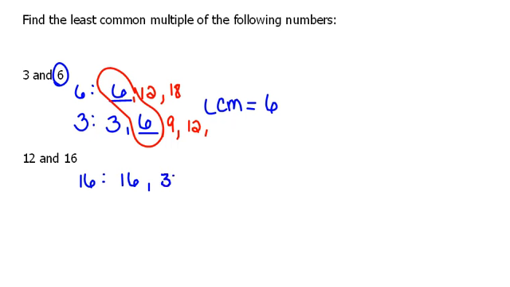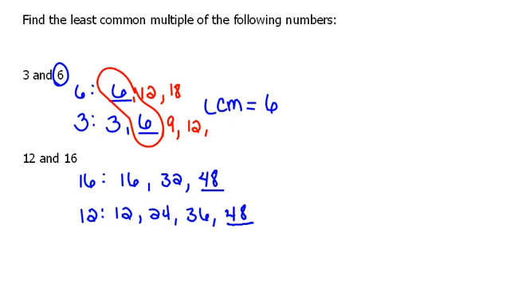16 times 2 is 32, but that's not divisible by 12. 16 times 3 would be 48. That is divisible by 12. If we were to write out our multiples of 12, 12 times 1 is 12, 12 times 2 is 24, 12 times 3 is 36, 12 times 4 is 48. This is the first multiple that we encounter that they have in common. So the LCM would be 48 for those two.